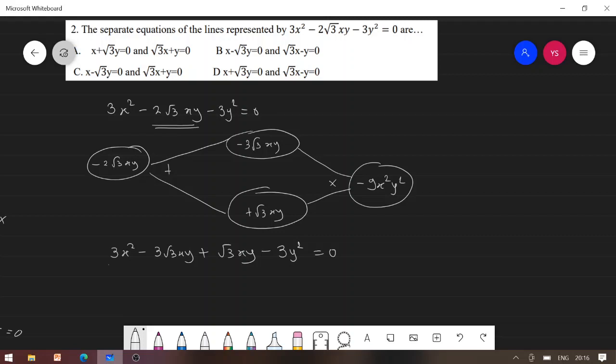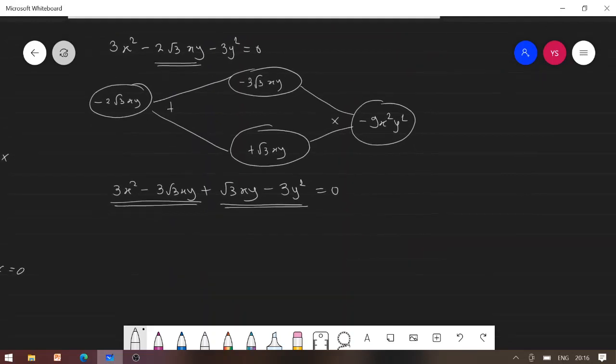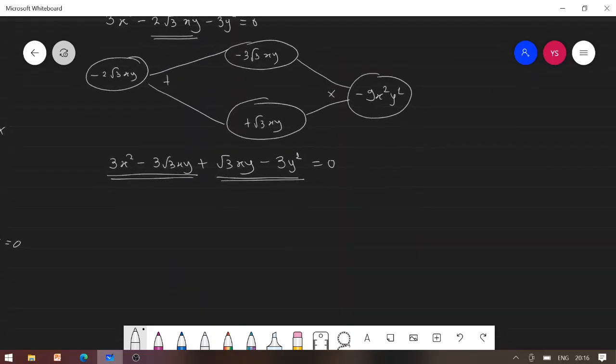Now make a pair from left to right direction. So from the first pair we can easily take out the common factor 3x. The remainder becomes x minus root 3 times y. At the same time, from the second pair we can easily take out root 3 y. So we have the remainder as x minus.